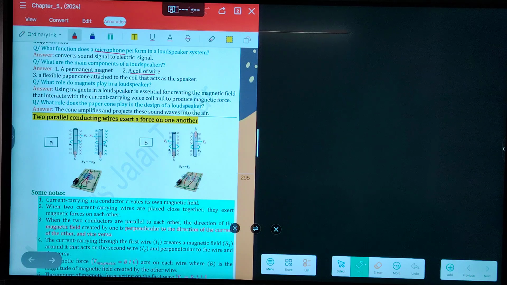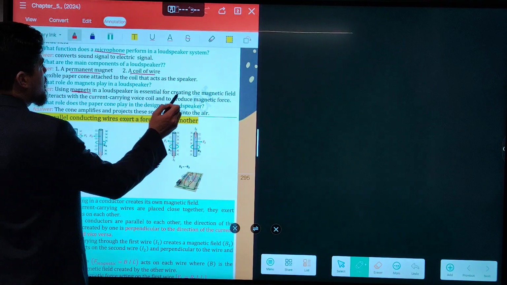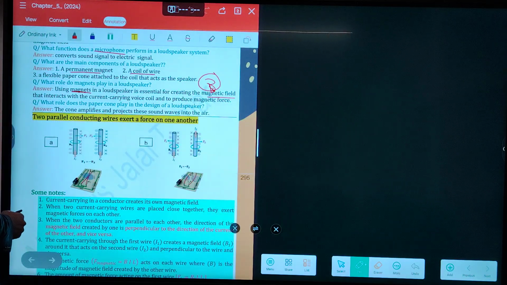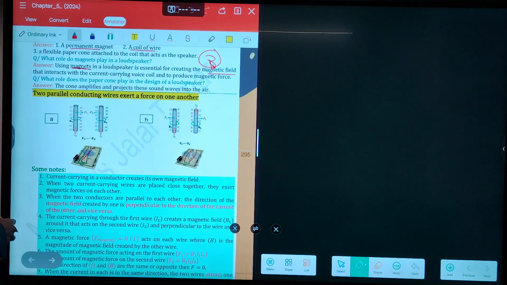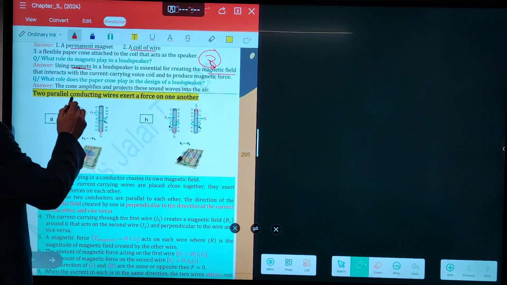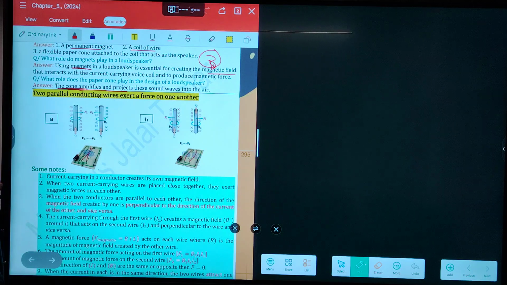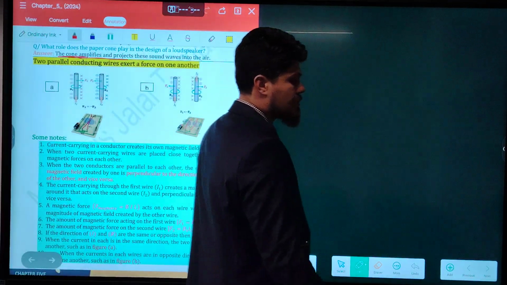What role does the magnet play in the loudspeaker? The magnet is essential for creating a magnetic field. Without a magnetic field, the force does not exist in the moving coil. What role does the paper cone play in the design of the loudspeaker? The cone amplifies and projects the sound waves into the air. And now we have another topic.